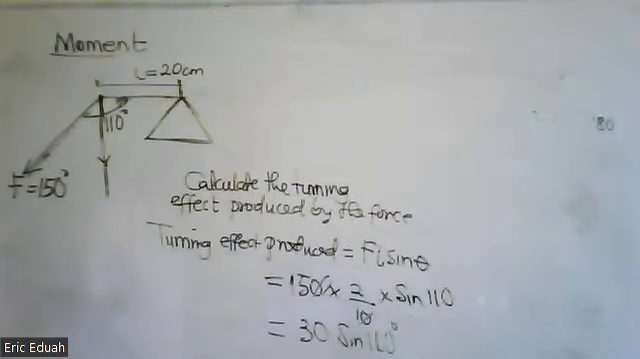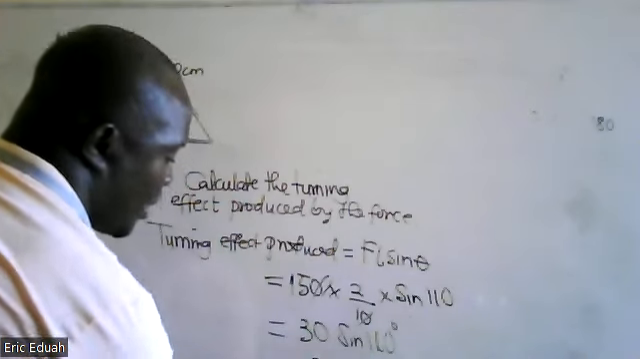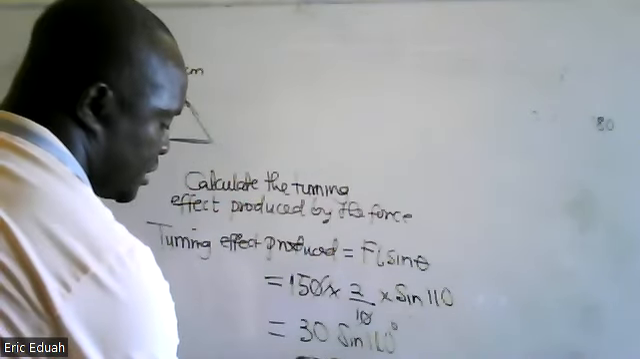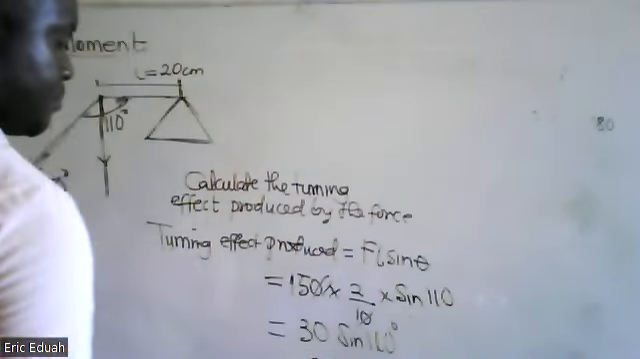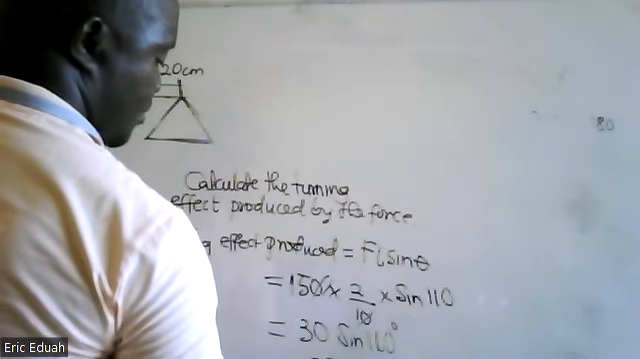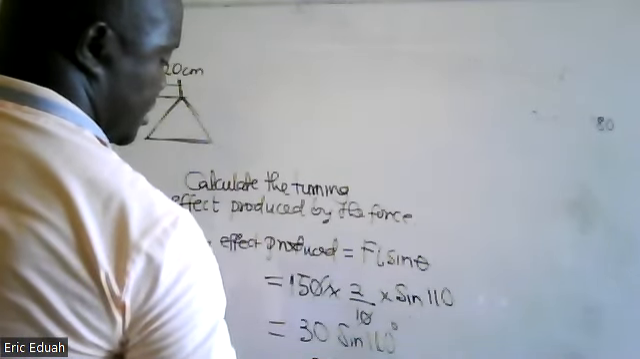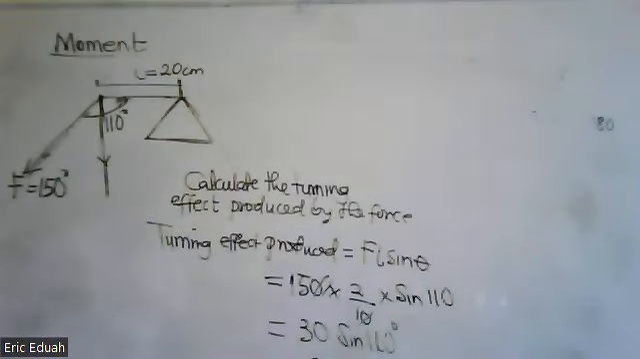30 times sine 110 is 28.19. Give it to me in 1 dp: 28.2 Newton meter. That is the torque.